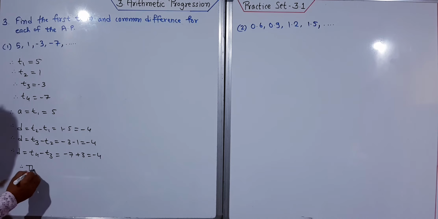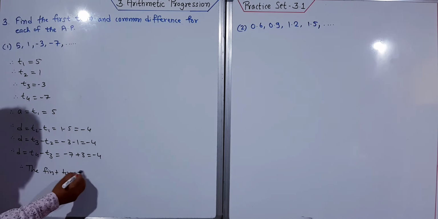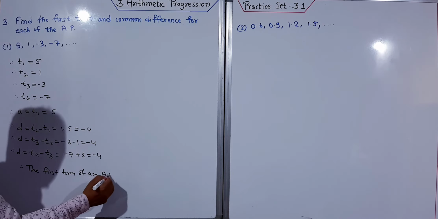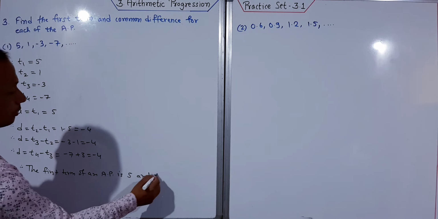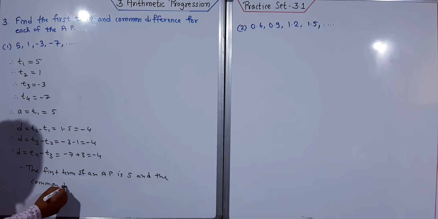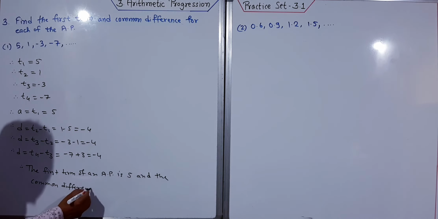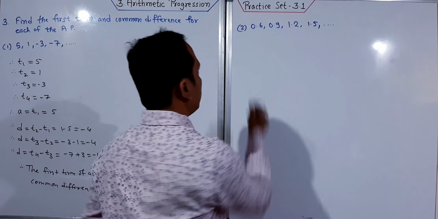Therefore the first term of an AP is 5, and the common difference is minus 4. Okay, for this, and come to the second problem. Here also I'm writing the same.